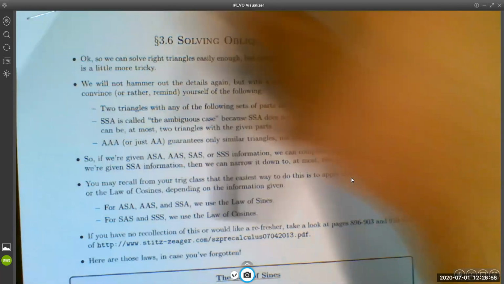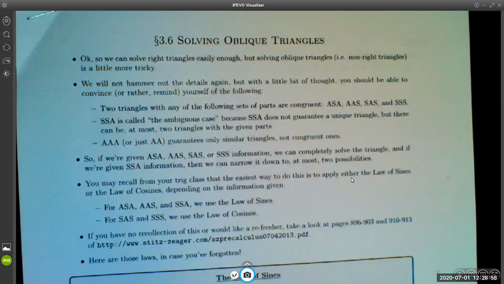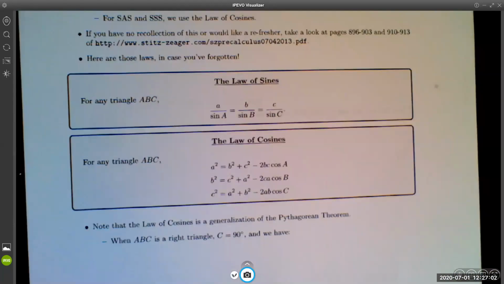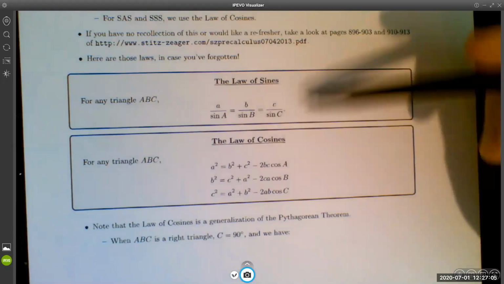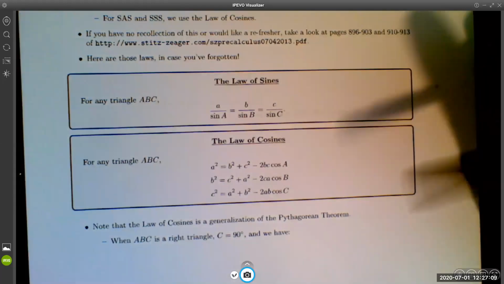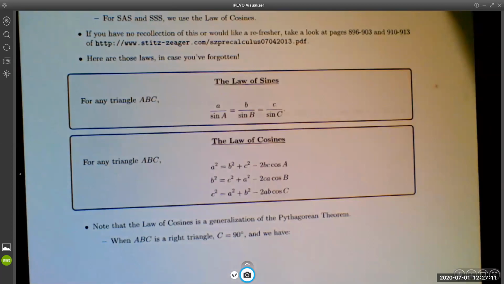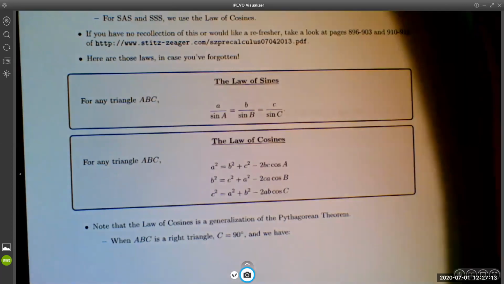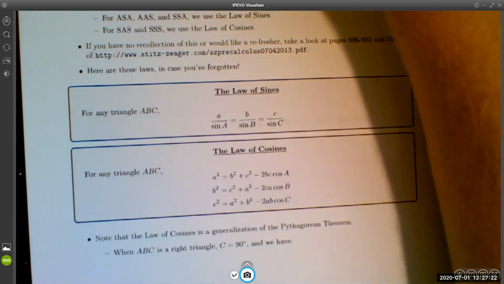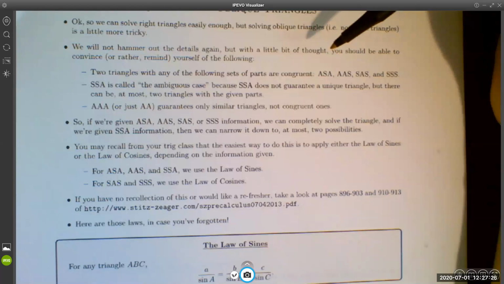triangles by appealing to two facts that you may remember from your trig days, and they are the law of sines and the law of cosines, right? So this is the law of sines and this is the law of cosines. And they help us to solve oblique triangles. Now, I'm not going to hammer this out. This would be something that you would do in a trig class, but you should be able to convince yourself or maybe remind yourself of the following.